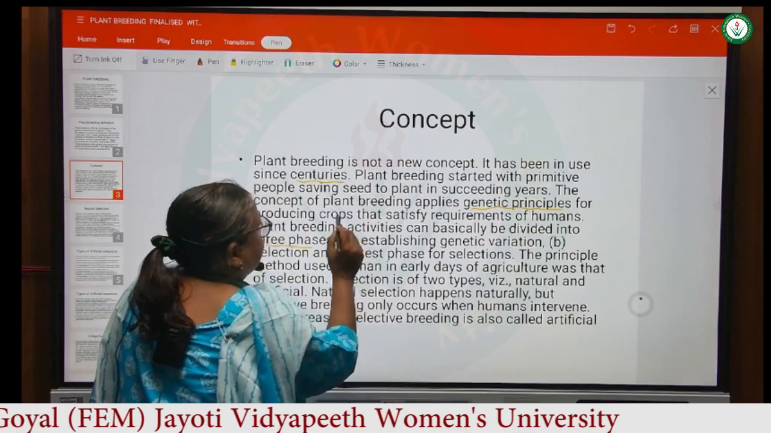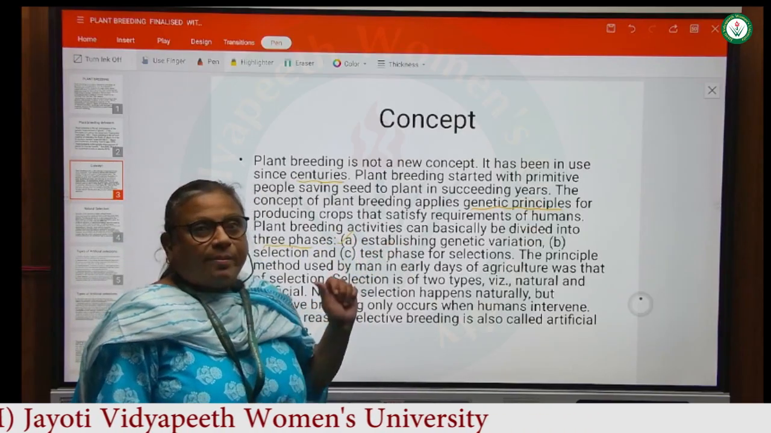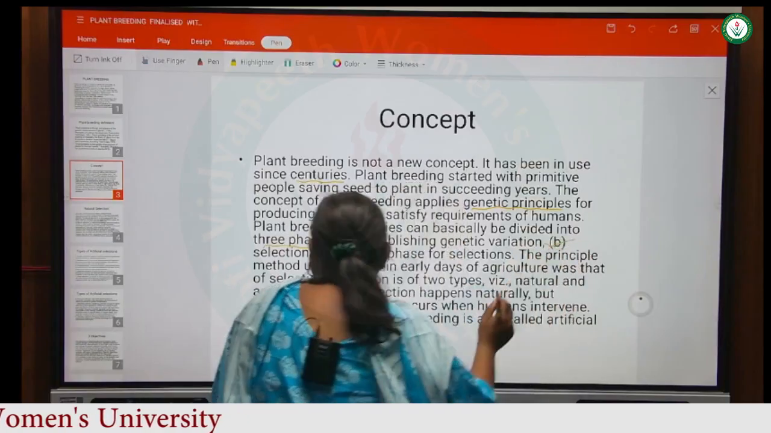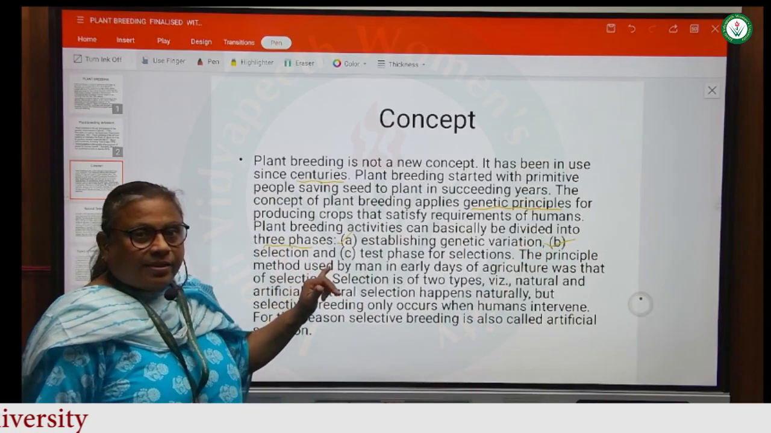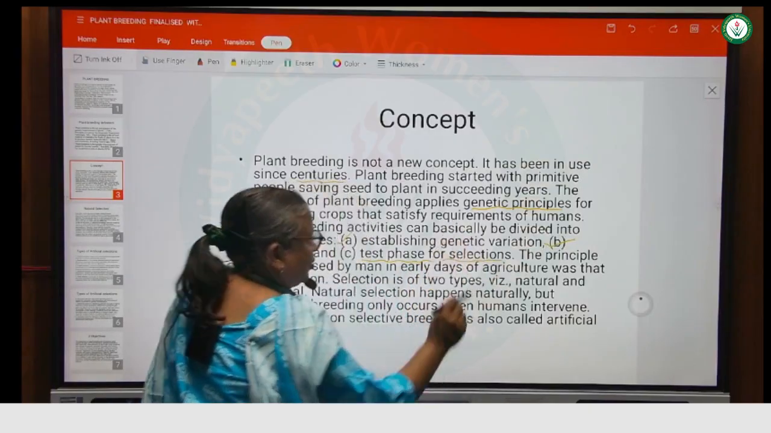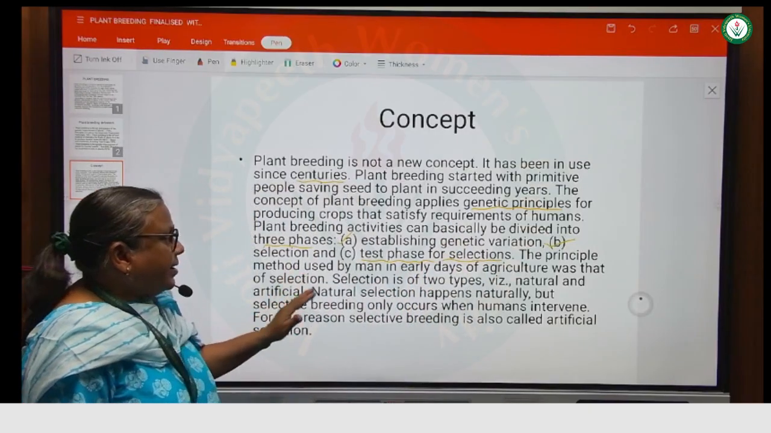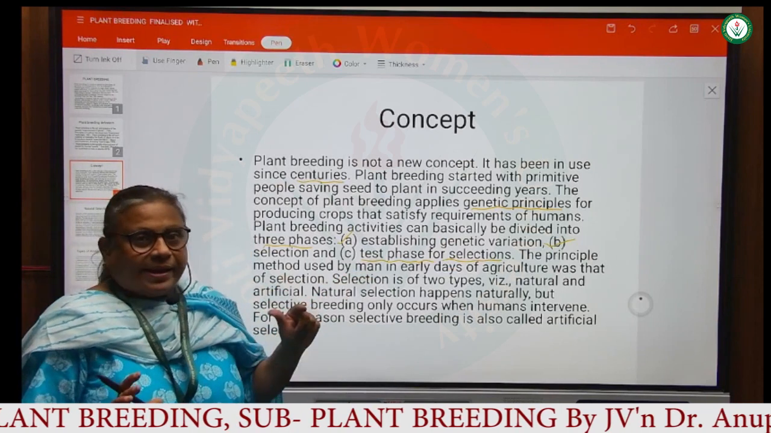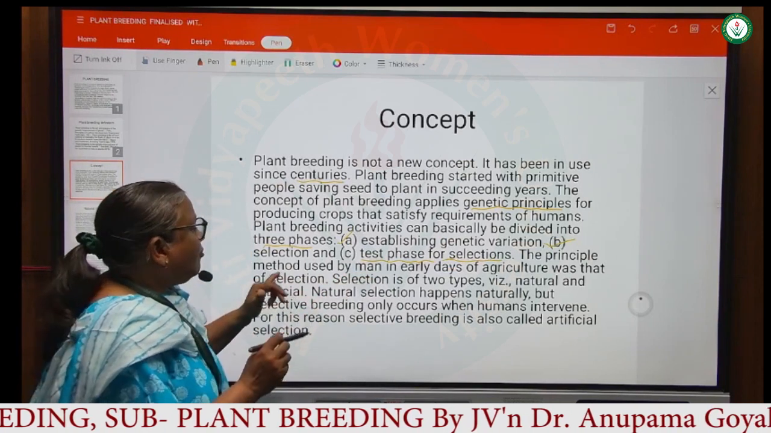What are the three phases? First phase, establishing the genetic variation. Second phase is selection. And the third phase is test phase for selections. The principal method used by man in early days of agriculture was that of selection.